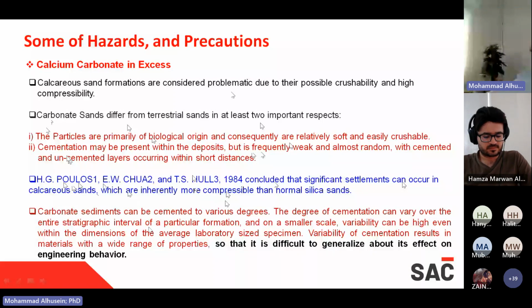So carbonate sediments can be cemented to various degrees. The degree of cementation can vary over the entire stratigraphic interval of a particular formation. And on a smaller scale, variability can be high even within the dimension of the average laboratory specimen. Variability of cementation results in material with a wide range of properties, so that it is difficult to generalize about its effect on engineering behavior. And unfortunately, engineers in general use the normal relationships for the calculation of the bearing capacity, regardless of the presence of such materials.